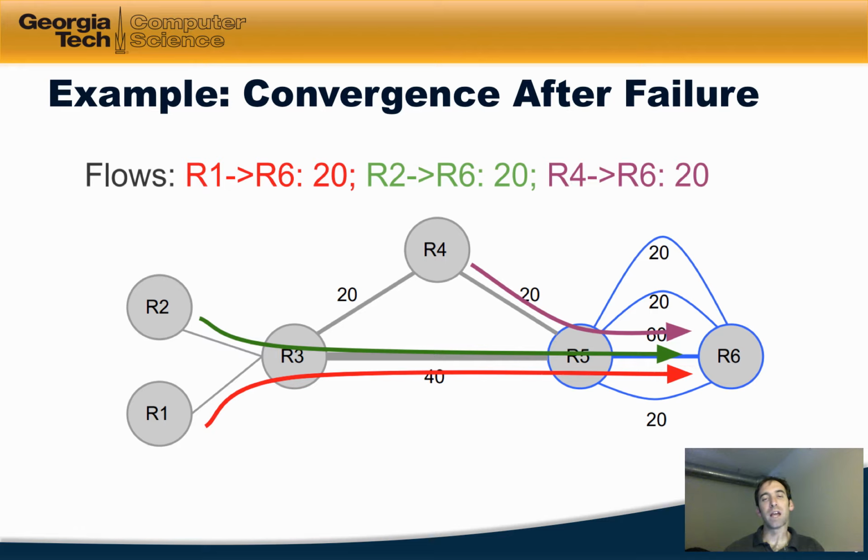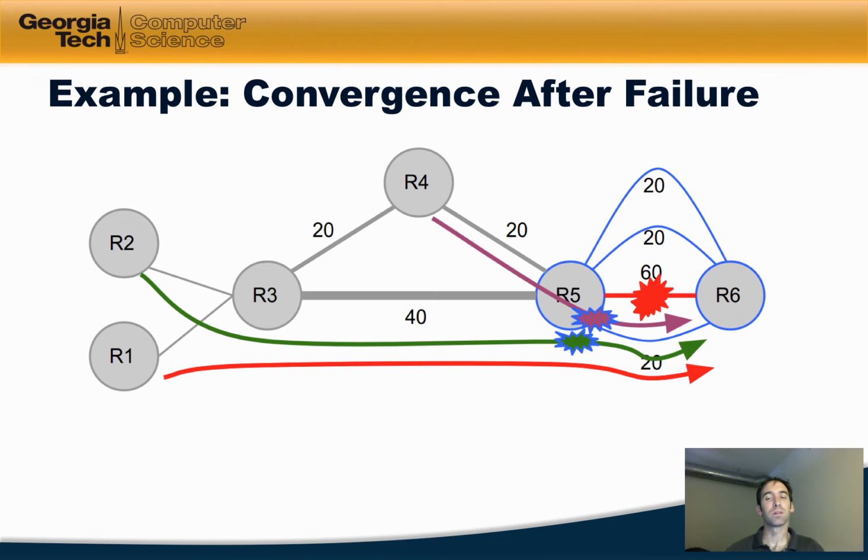Let's consider an example of what happens to routing convergence when a failure occurs. Let's suppose that initially we have three flows, one from R1 to R6, one from R2 to R6, and one from R4 to R6. Each of these flows carries 20 units of traffic. The links in this topology are annotated with the respective capacities. Let's suppose now that a link fails, such as the primary link between R5 and R6.